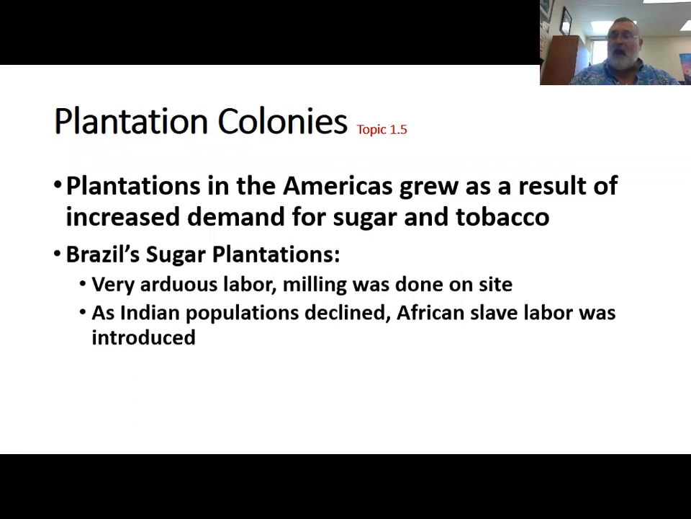A lot of colonies are being established around plantation agriculture. In the Caribbean, it's largely sugar, and the Chesapeake region is largely tobacco, although you had other crops that were grown too. But because this was such a harsh way of producing products, they tended to bring in slaves.